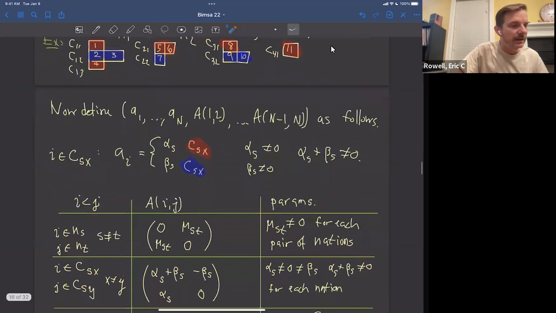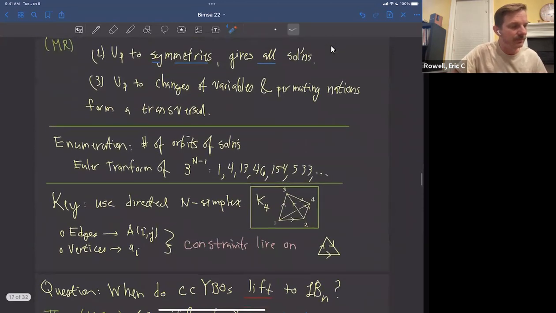Okay. And then it turns out that one can show that, so the edges are labeled by 2x2 matrices and the vertices by 1x1 matrices, the constraints that you get from the Yang-Baxter equation live on triangles, in the sense that they involve up to 3 indices. And this turned out to be quite valuable in our approach to doing this.